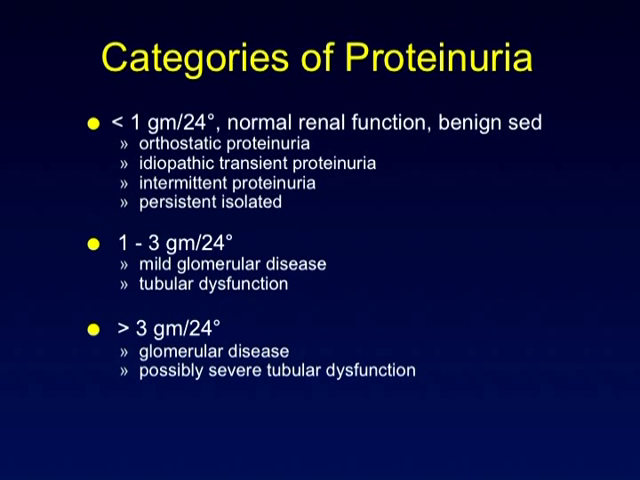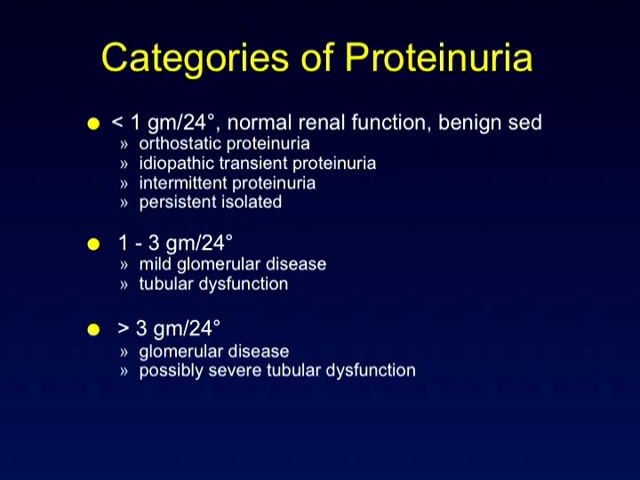Brad talked to you about the different forms or categories of proteinuria. This slide just depicts that patients with milder proteinuria may have it for a variety of different reasons. The most common one for the boards is going to be orthostatic proteinuria. In patients with more significant proteinuria or albuminuria, 1 to 3 grams, think of a mild glomerular process or think of tubular disease. Patients with greater than 3 grams, you'll be thinking about glomerular disease.